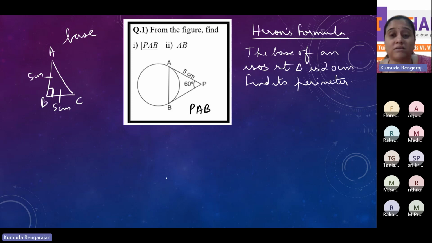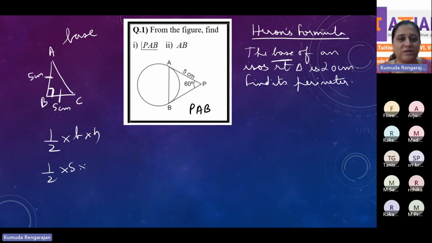So now it is important to mark the base correctly. Remember that when the word base is used with respect to a right isosceles triangle, the hypotenuse is the base, not the legs. AB and BC are not regarded as the base. You can find the area of this triangle using the formula half base into height, where the base is 5 centimeters and the height is 5 centimeters. That's fine. I'm not saying BC is not the base.